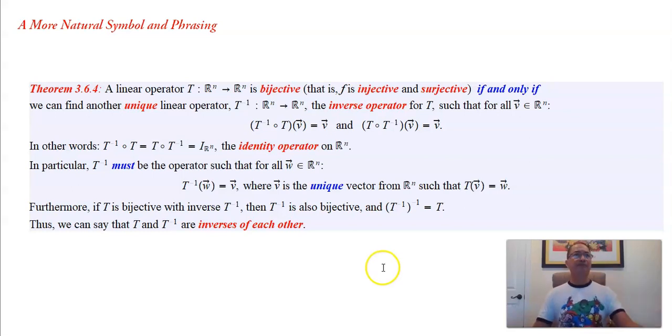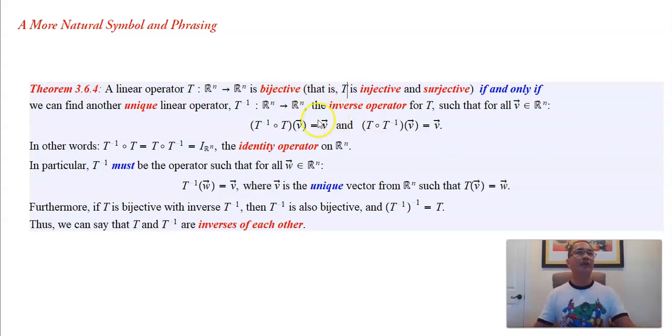Okay, so T1, T2, that doesn't sound very natural. In fact, we have been writing transformations as T without the subscript. So here is a more natural way to write what we just said. So it's the same theorem, just with different symbols. A linear operator T from Rn to Rn is bijective. So in other words, T is injective and surjective.